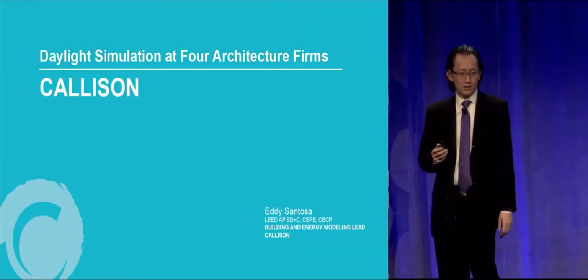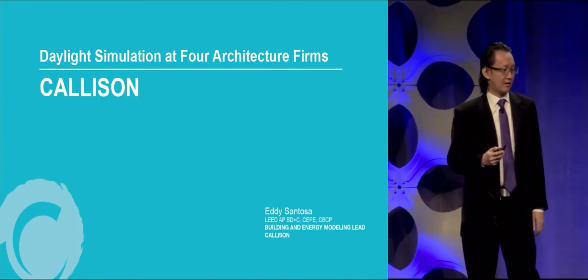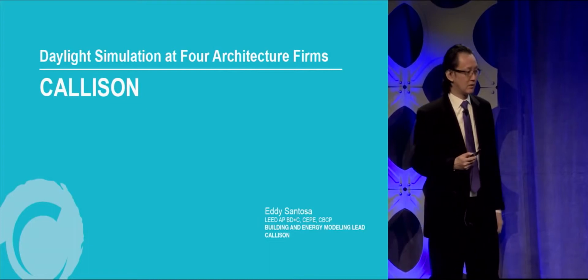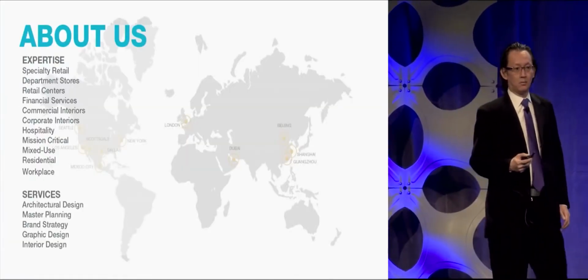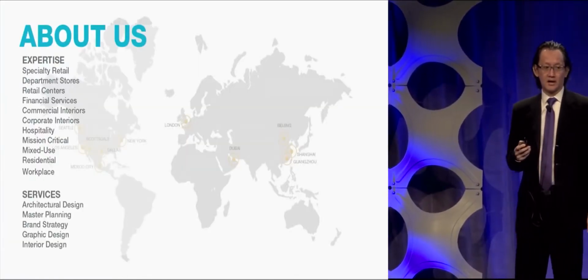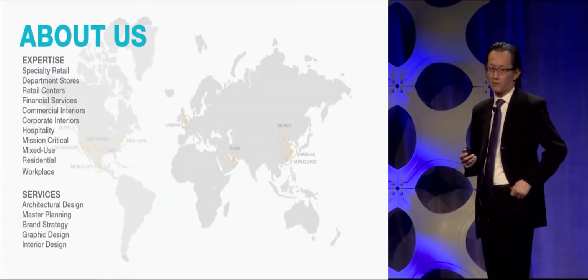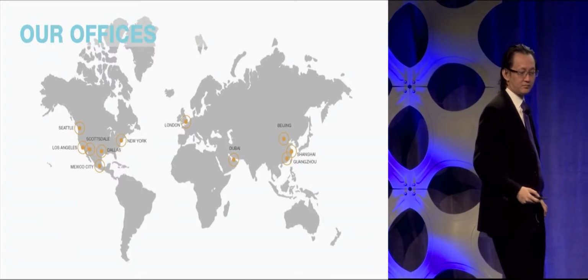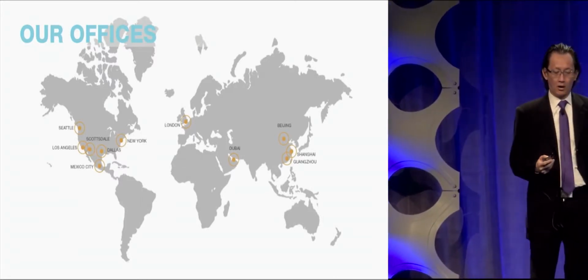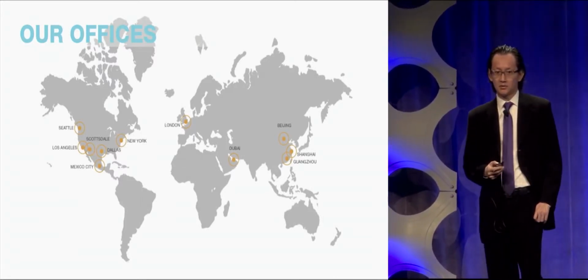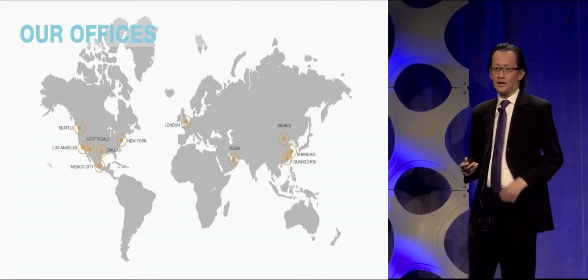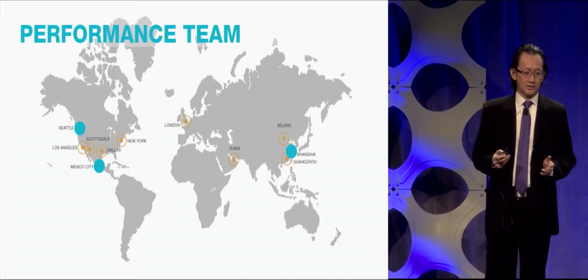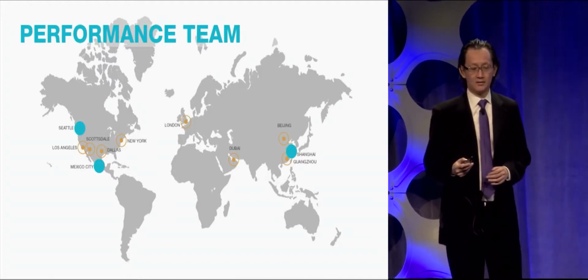After Jill made a good presentation about the daylight at LMN, I would like to share what we do at Callison. We are a 1,000-person architecture firm, and we do different types of buildings, from specialty retail to workplace environments. We have 10 different offices around the world, from Seattle to Shanghai in China. In our performance simulation team, we have people in Seattle, Mexico City, and Shanghai.